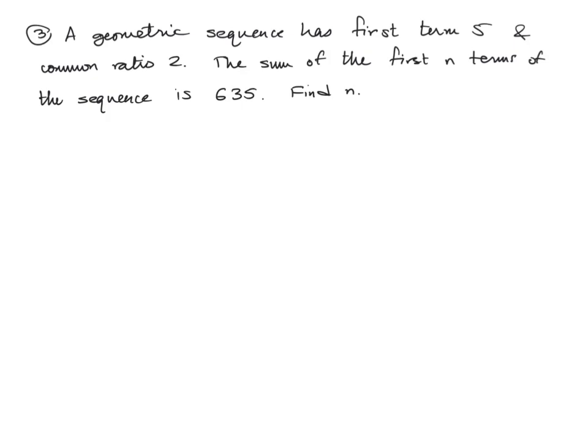All right, a geometric sequence has first term 5 and common ratio 2. The sum of the first n terms of the sequence, now we're talking about a series, is 635. Find n. All right, so the sum, Sn, is going to be g1 times 1 minus r to the n all over 1 minus r. Well, do I know r? Yes. Common ratio 2. Do I know g1? Yes. First term 5. Do I know n? No, that's what I'm looking for. Do I know Sn? I do know Sn. It's 635. That's the final sum.